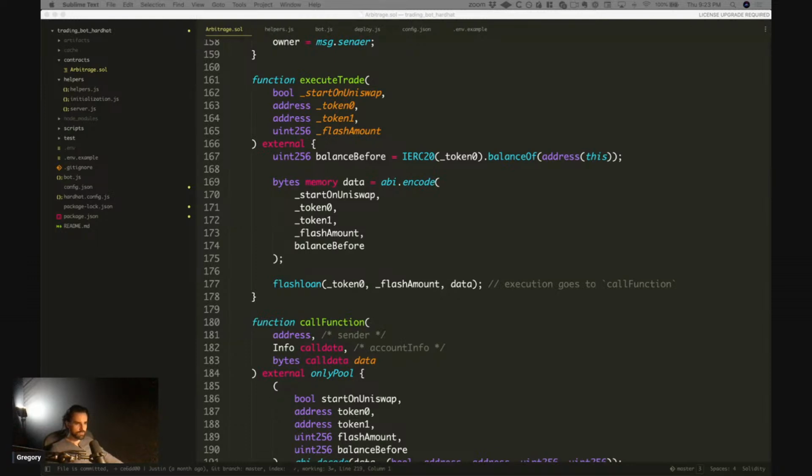Blocking the sender address to block the front running. I don't understand that question.